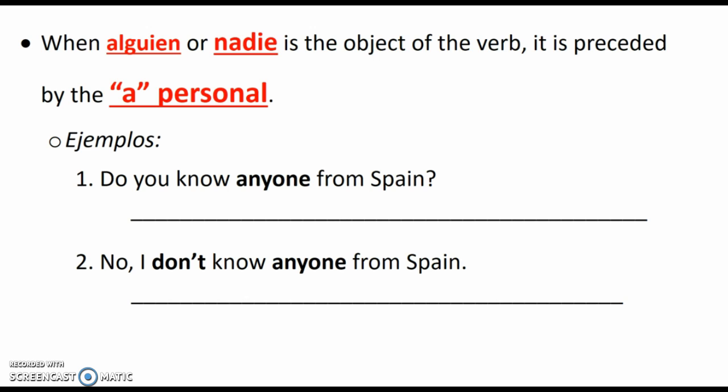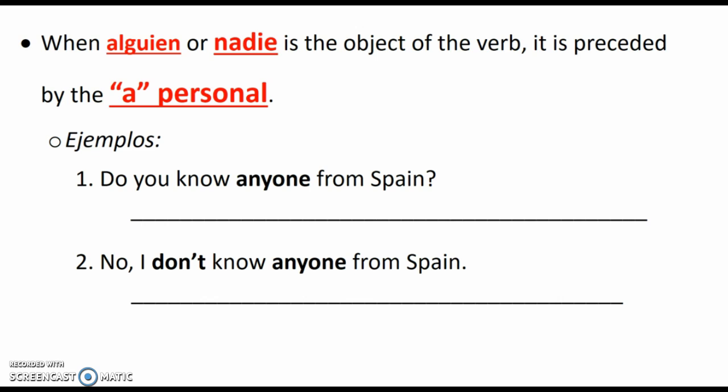When using the word alguien or nadie en una oración, se necesita incluir a personal. So we've seen a personal in español when we're using expressions with gustar. Por ejemplo, a él le gusta, a mí me gusta. The a in front of the me or él doesn't have any specific meaning, but it's used in Spanish to identify that we're talking about a person.